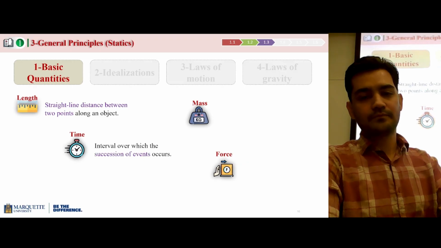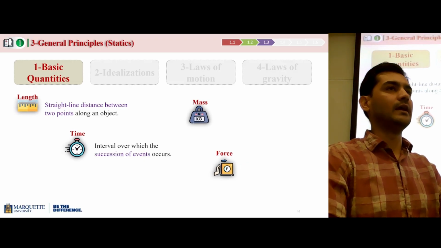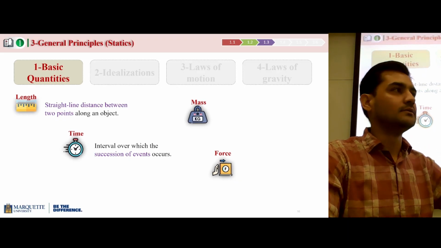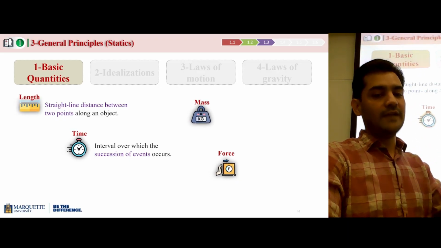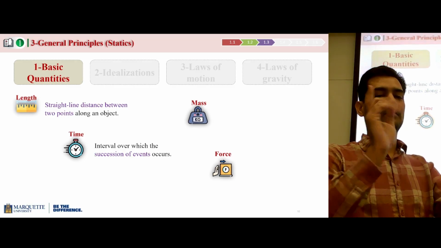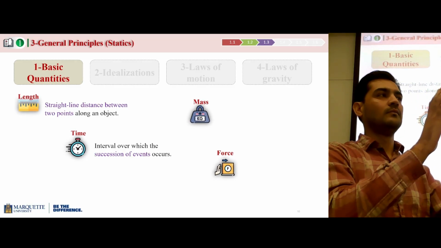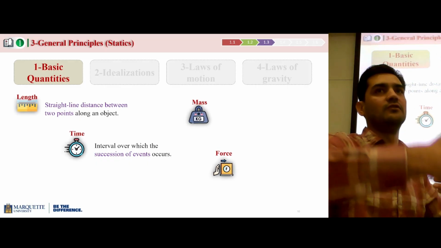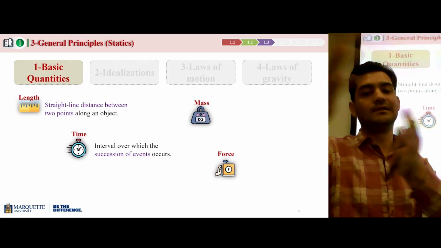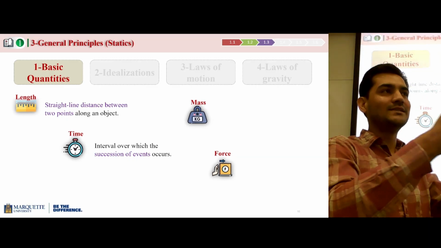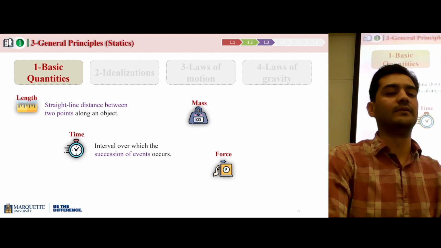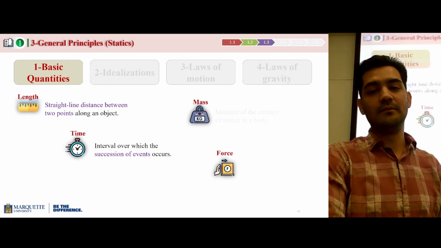And what is time? Intuitively we know what time is, but by definition, it's an interval between a succession of events. In this world, events happen, and you have a succession of events. Something happens, and then something happens, and then something happens. The interval between something happening is called time. So that's the definition, but you know what time is.